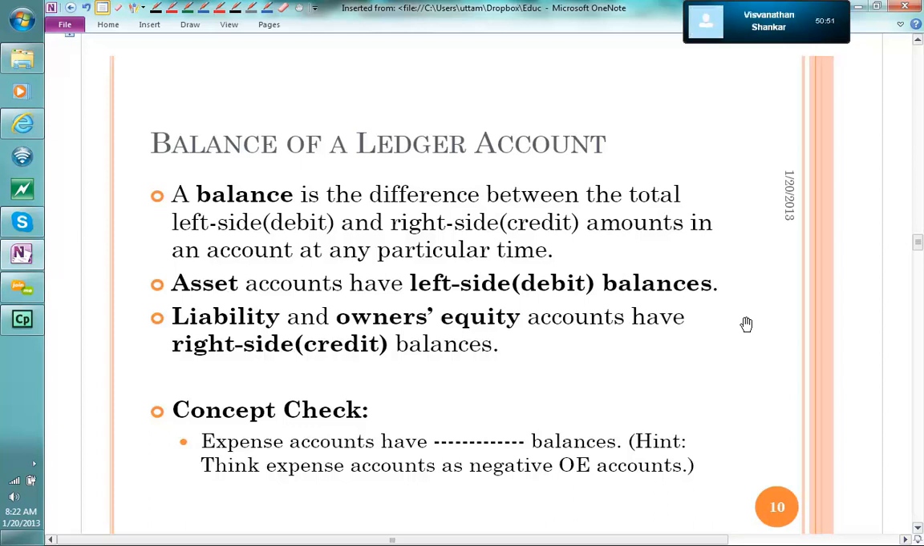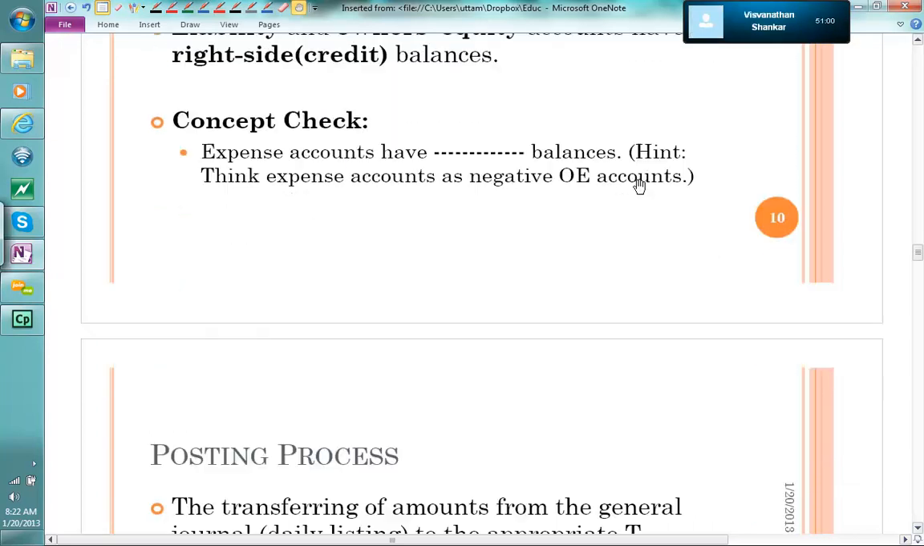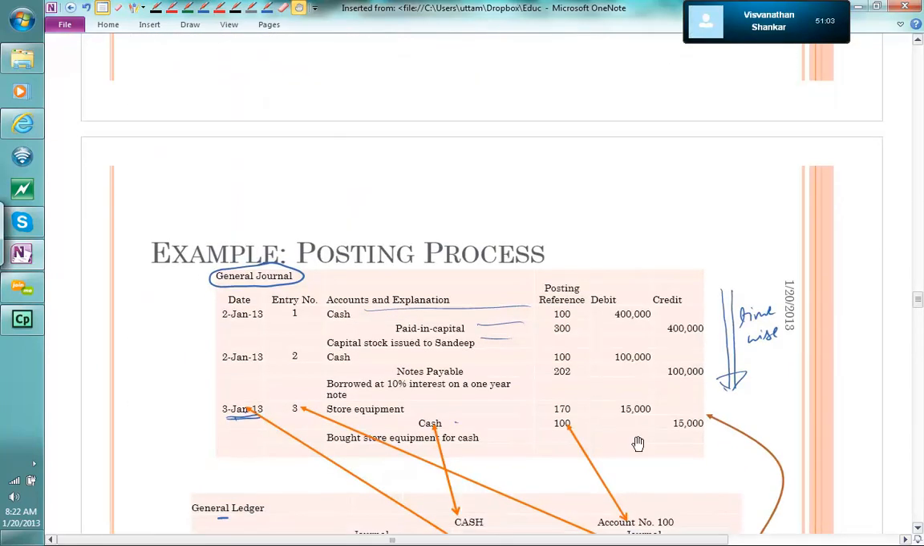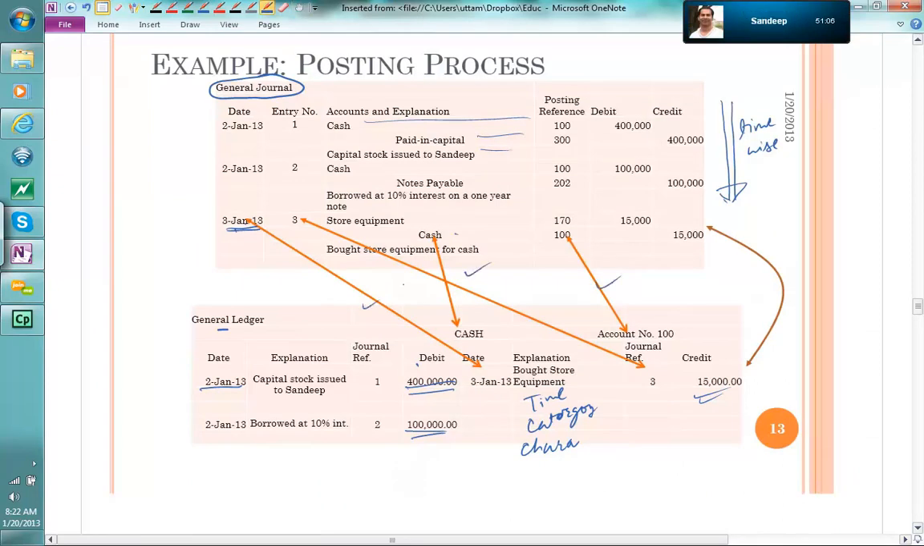Posting is a very mechanical process. You directly put the data from the general journal into the relevant accounts, and this is called cross referencing. In the example, if you see the four links, this is called cross referencing. What is the meaning of cross referencing? At any point of time, if I want to verify whether a particular transaction in the general ledger is correct or incorrect, I should be able to easily pinpoint the transaction in the general journal. So this is the T account, Sandeep, and this is the dividing line.